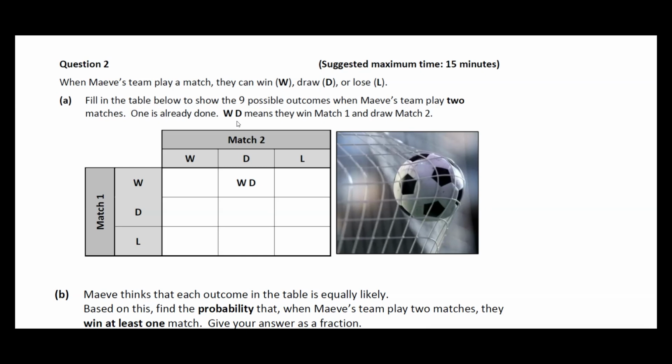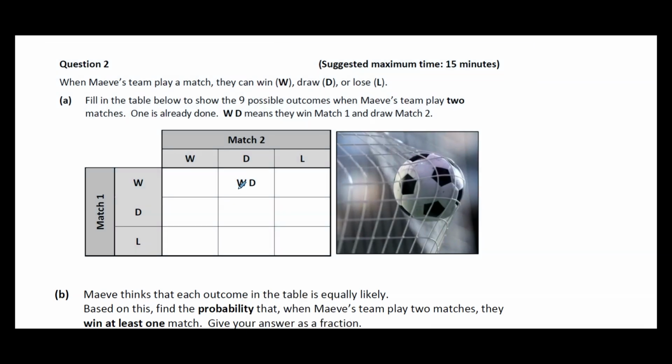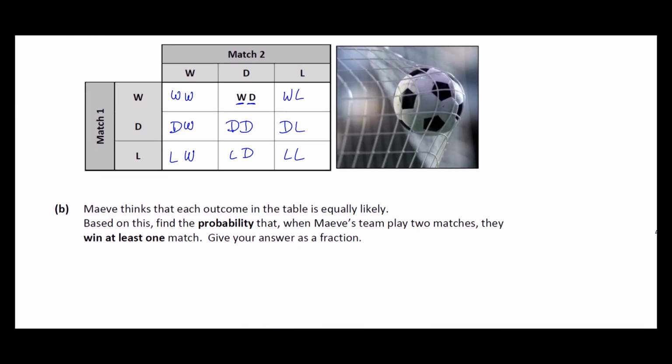One is already done. WD means they win match 1, and then they draw match 2. Okay, so that's simple enough. They win first, they win the second. Here, they win the first, second is lost. Then here, first one is drawn, second win. Then both of them are drawn, then drawn and lose. Then first one lost, second win. First one lost, second draw, first one lost, second lost. So sad, isn't it?